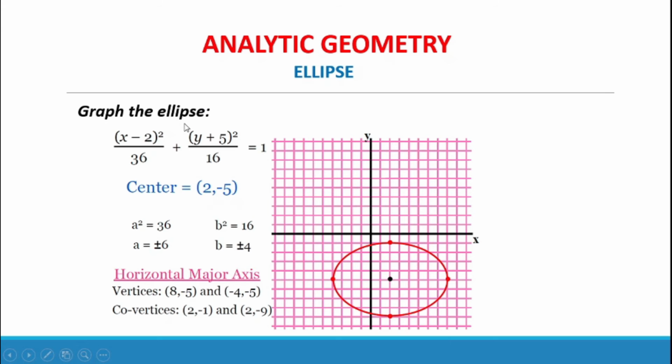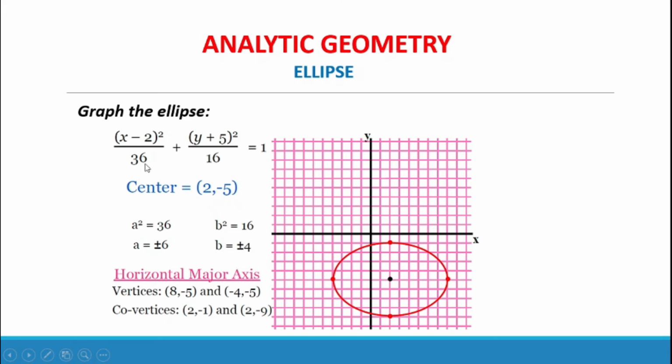Example, graph the ellipse (x minus 2) squared all over 36 plus (y plus 5) squared over 16 is equal to 1. We will determine the center of the ellipse at (h, k), wherein the center is obtained by changing the sign from negative 2 to positive 2, and positive 5 to negative 5. Therefore, the center of the ellipse is at (2, negative 5), and this is the center.